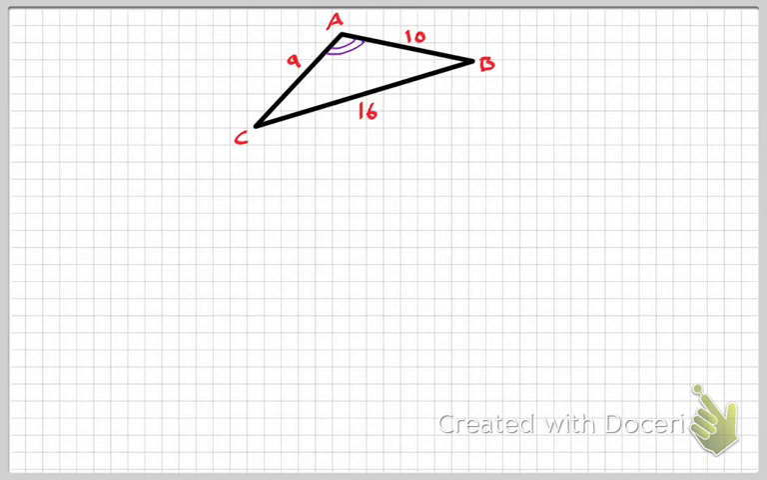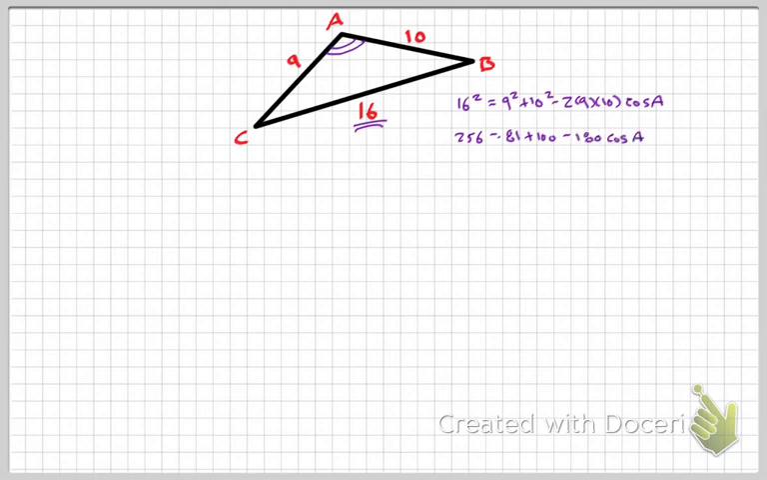Now, because I'm solving for angle A, I start with the side opposite my angle in my equation. So it would be 16 squared equals 9 squared plus 10 squared minus 2 times 9 times 10 times the cosine of A. And as you can see, probably where we're going with this, we're going to have to use inverse here at the very end. But first, let's multiply everything out. 16 squared is 256. 9 squared is 81. 10 squared is 100. 9 times 2 is 18. 18 times 10 is 180.